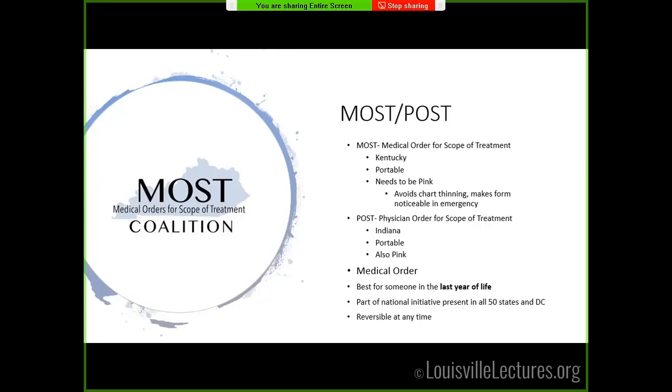And then here, we're all probably familiar with our bright pink pieces of paper, our Kentucky MOST and our Indiana POST form. What we're looking for in those is a little bit different than the other documents that we just talked about. So the MOST form here in Kentucky is actually a doctor's order, and it's portable. So it travels with the patient whatever institution they may be in.